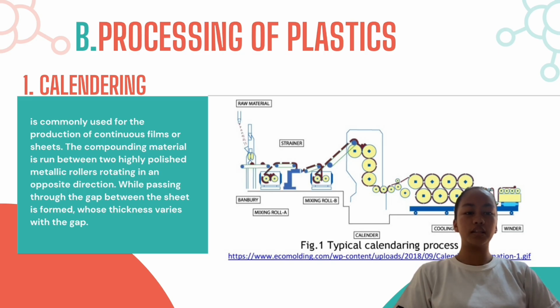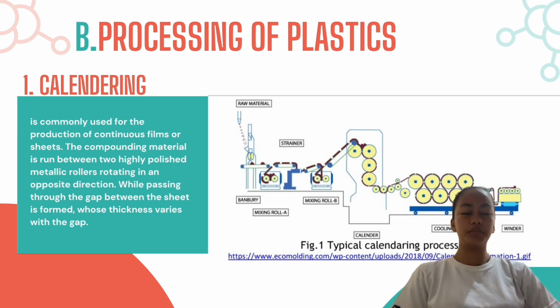And after that, dadaan naman siya sa strainer. Dito, tinatanggal yung impurities like mga dumi or unwanted particles. After that, dadaan ulit siya sa isa pang mixing roll or mixing roll B para mas maging smooth at consistent naman yung thickness niya.